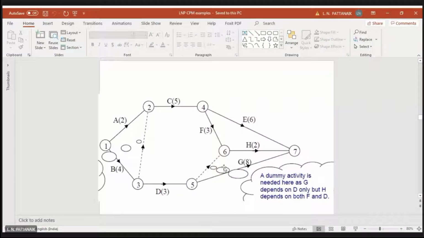H is following D and F. So to make that happen, you have to connect one dummy activity from this node 5 to 6. Then you can say yes, H is following D and F. Okay. And G is only following D.